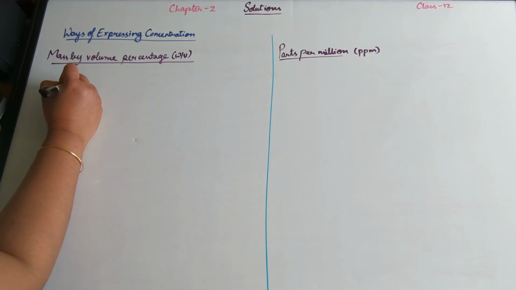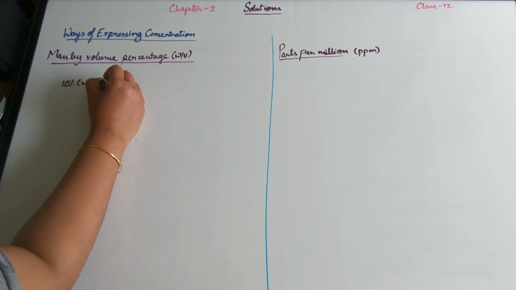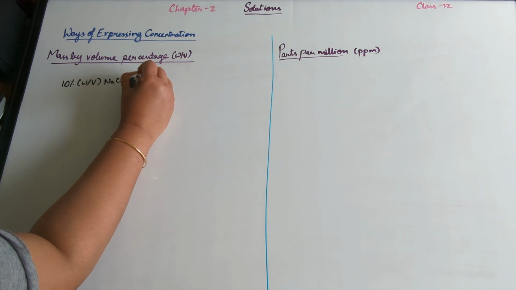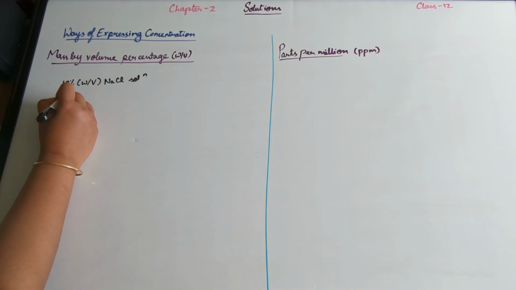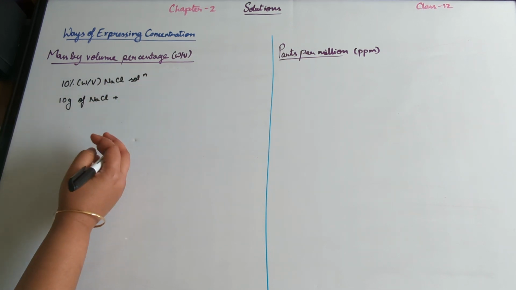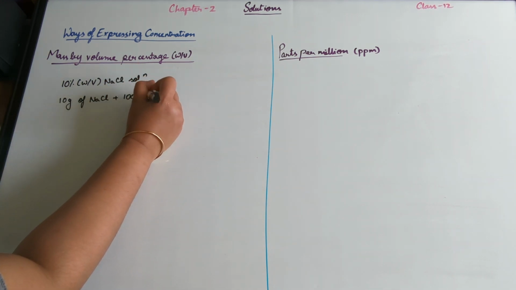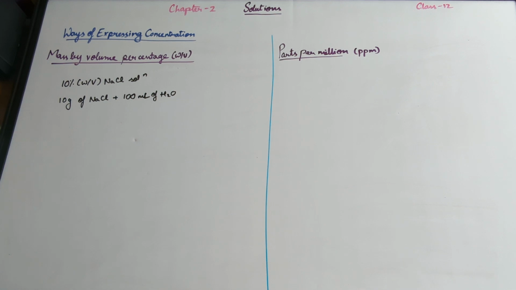So let's say we have 10%. This is the example given in your textbooks. So W by V NaCl solution. So what is the information that we get from this? This tells us that 10 grams of NaCl has been dissolved in 100 ml of water. So the mass by volume percent is mass of the solute that is dissolved in 100 ml of the solution. So 10% of NaCl would be 10 grams of NaCl dissolved in 100 ml of water.